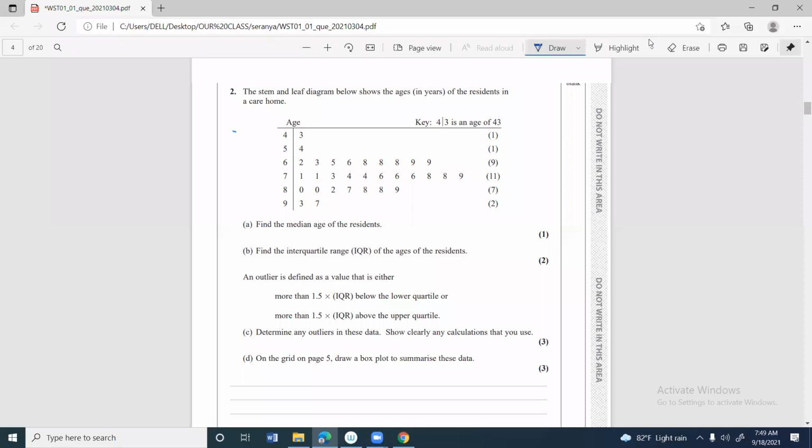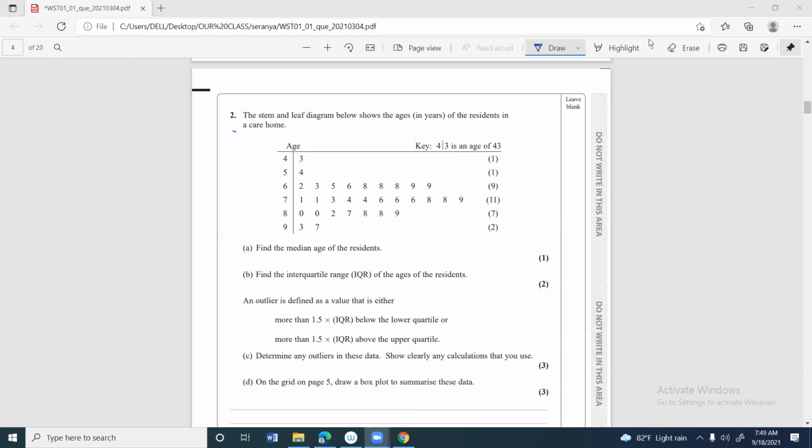The next question: the stem and leaf diagram below shows the ages in years of residents in a care home. In this case the ages are 43, 54, 62 and so on. This count gives you the total number of members in that care home. So I will get a rough count: 2, 11, 22, 22 plus 9 is 31. So 31 would be the value over there.